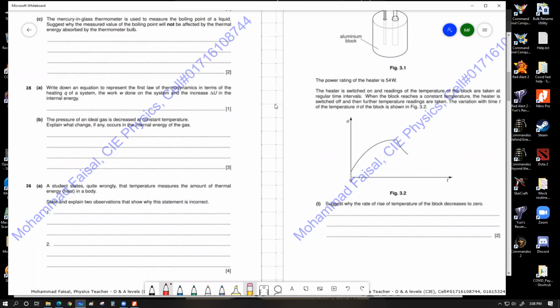A student states quite wrongly that temperature measures the amount of thermal energy or heat in a body. State and explain two observations that show this statement is incorrect. What could be these two observations? Now, if I was doing this answer, I would say temperature actually dictates the direction of heat energy flow. Heat energy always flows from high temperature to low temperature.